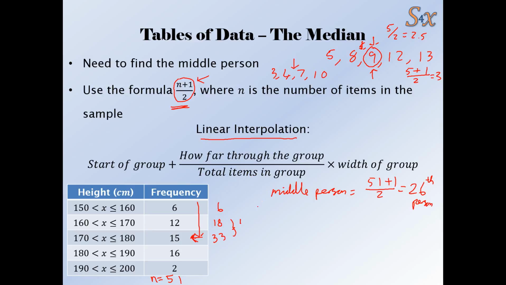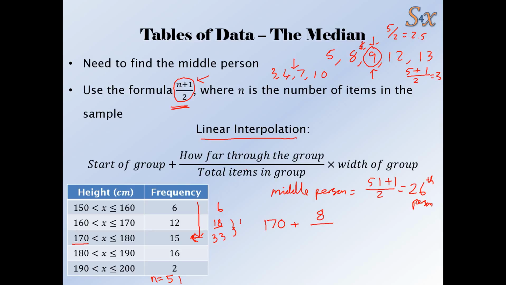So what we're going to do is try and apply this formula to find out where this person is. It says start of the group. The start of the group is at 170 centimeters. Okay, it goes between 170 and 180. And then it says add on how far through the group we need to go. Now we're 18 through already, and we're trying to find the 26th person. So we have to go 8 people into this group to find the 26th person. We've got 18 people already. I need another 8 to get to the middle person.